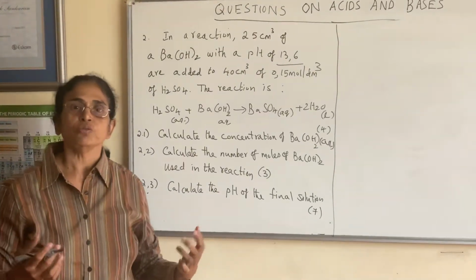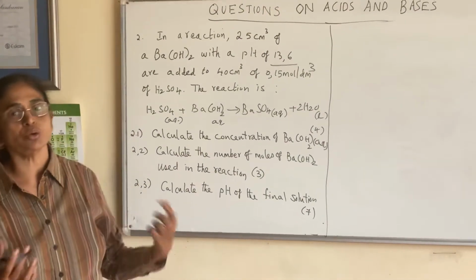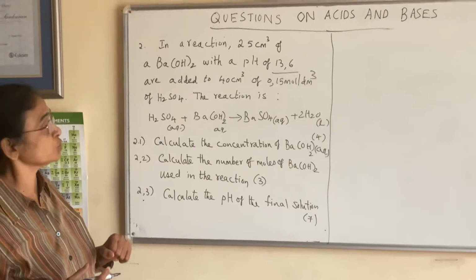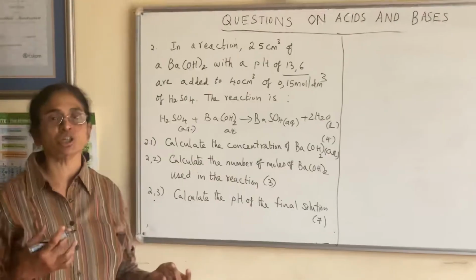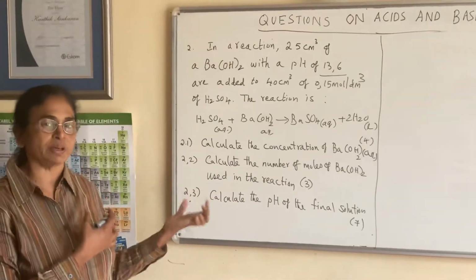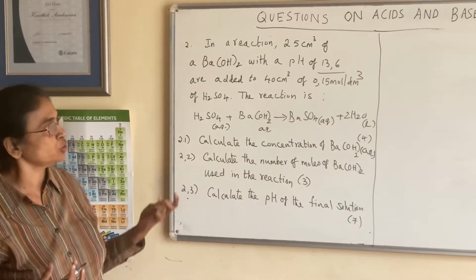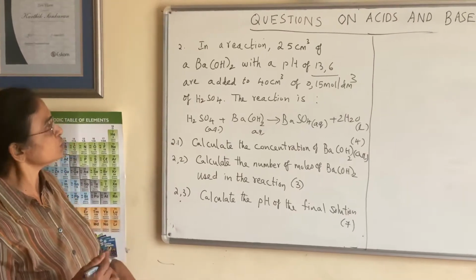We don't know which one is in excess, but if we do the calculation, we will be able to find out. There is no clue given, but you know how to find a limiting reagent from the previous year. In grade 11, we learned how to do the limiting reagent. Okay, let's do this one.